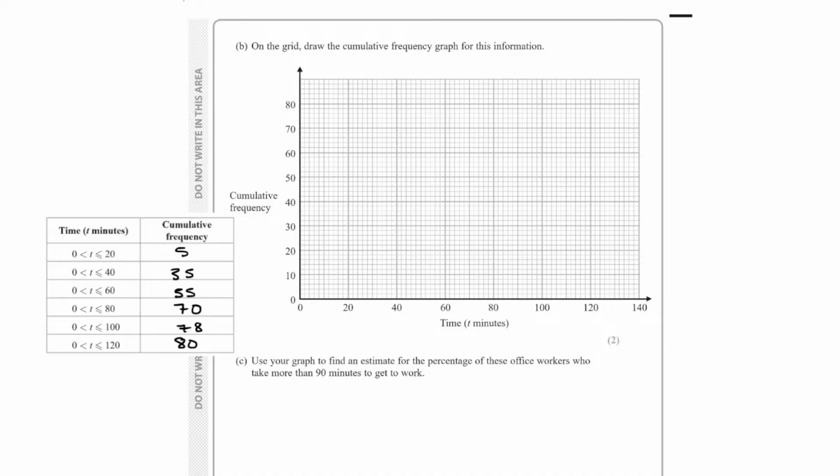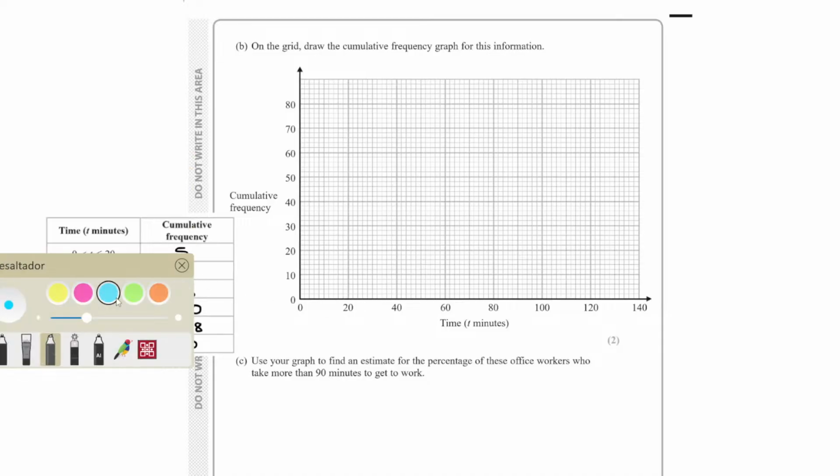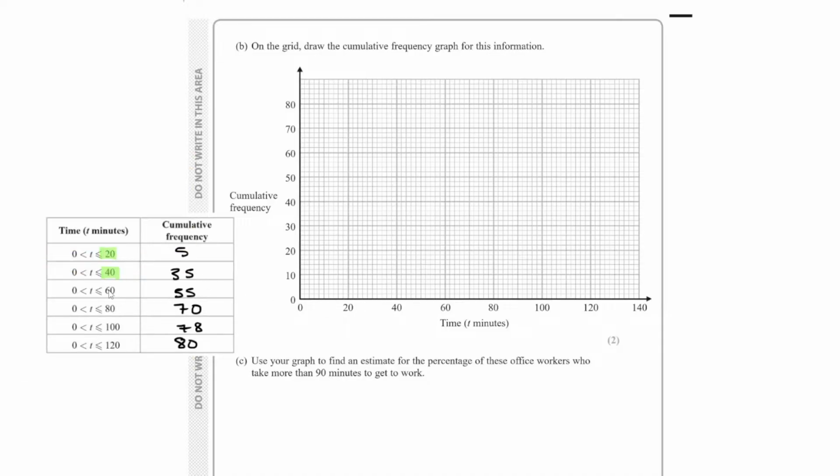So for cumulative frequency, we don't plot the midpoint, we always plot the end value, so the ones on the right hand side. So these ones, not the midpoint. The midpoint is for frequency polygons, which is a completely different topic. It sounds similar, I realise that, but it is not the same topic.